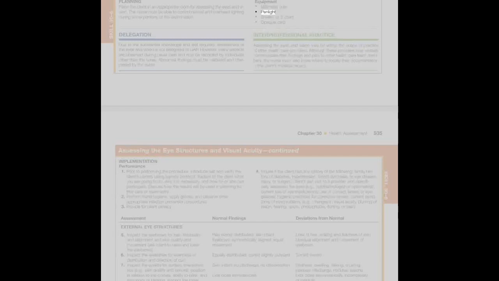Equipment: millimeter ruler, penlight, Snellen or E chart, opaque card. Assessing the eye structures and visual acuity. Skill 30-6.